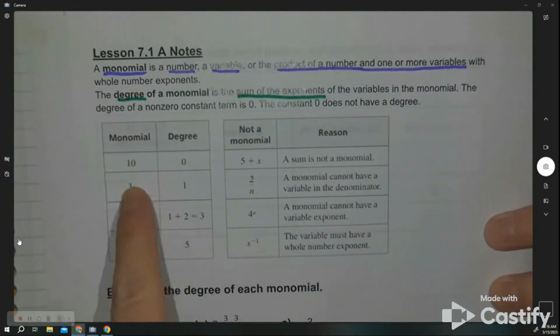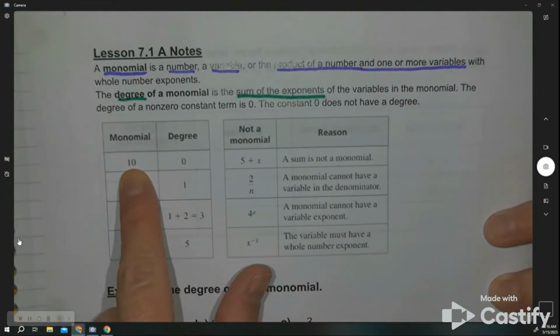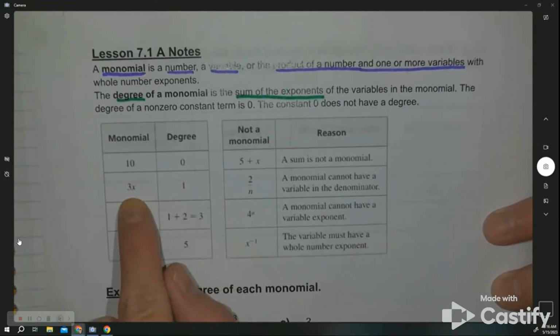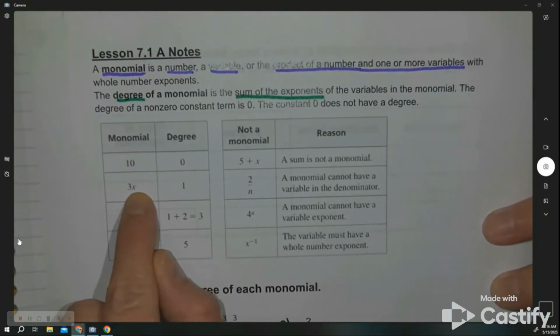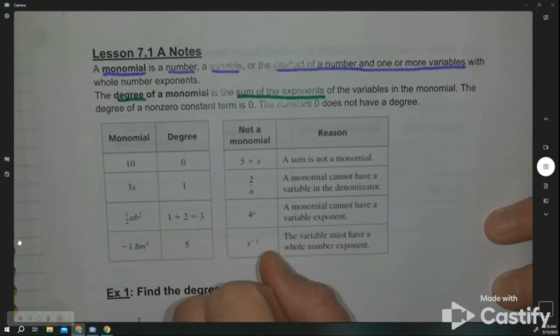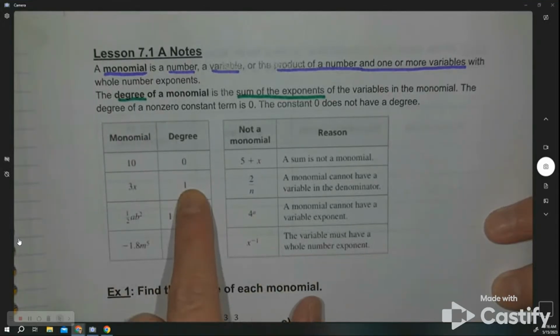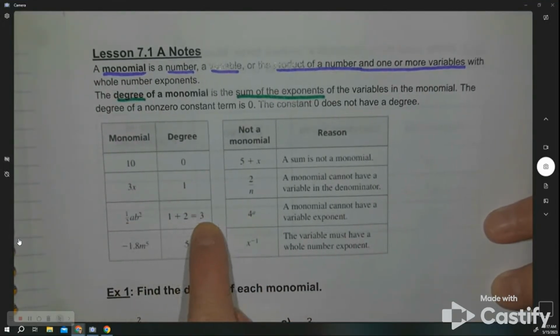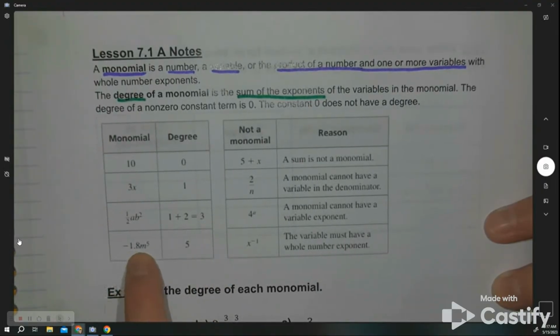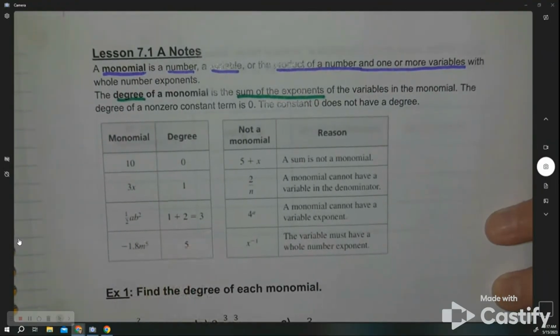Okay, so when I'm looking at these, this is a plain old number. Remember, a non-zero constant has a degree of 0. For this one, the constant has a degree of 0, but the variable x has a degree of 1, because remember that invisible exponent of 1 that lazy mathematicians don't write down. So the degree of this entire monomial is 1. Here, the coefficient has 0, a has 1, b has 2, so we do 1 plus 2 to get 3. Here we've got 0 for this coefficient, and then 5 for the m, so 0 plus 5 gives us a degree of 5.